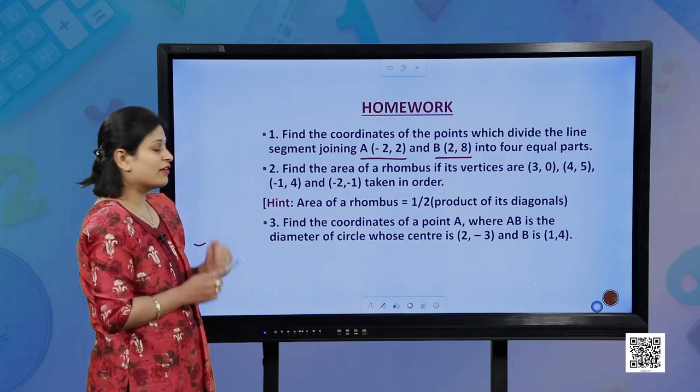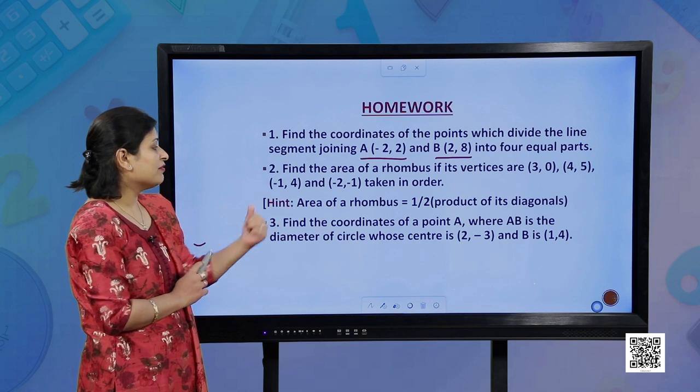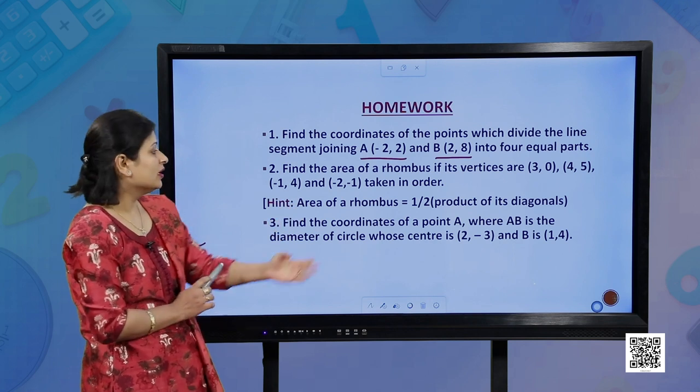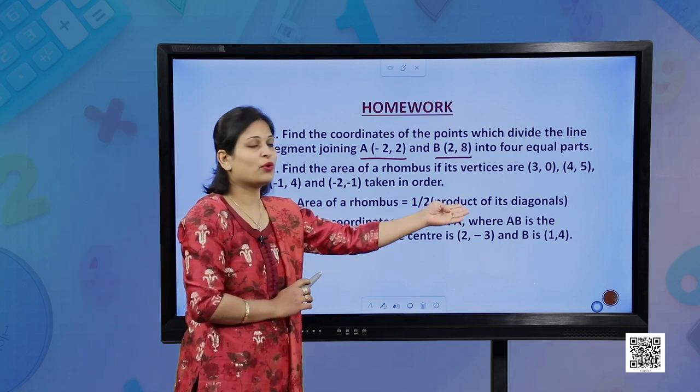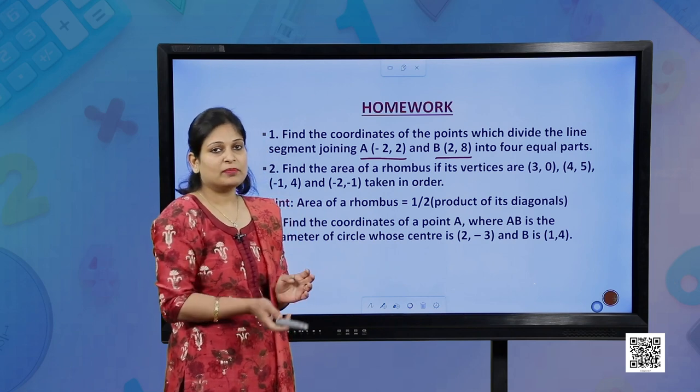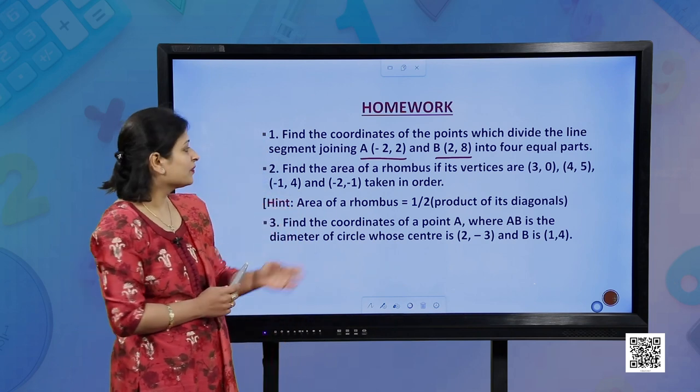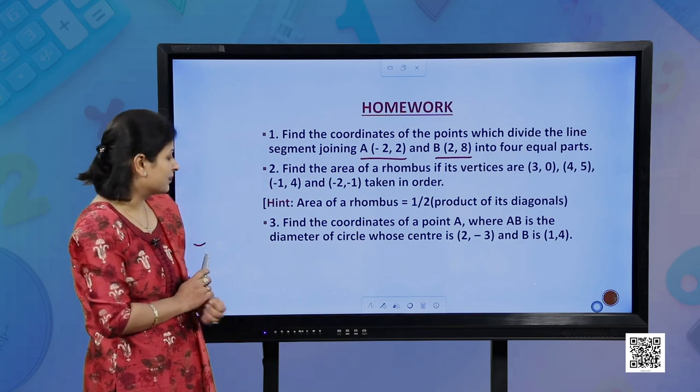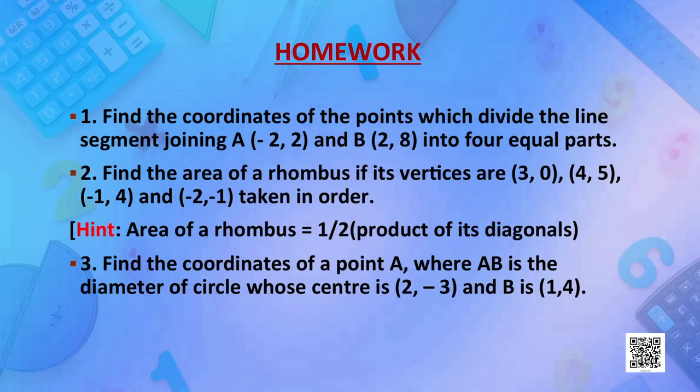For this, I have given a hint. You simply find the area of the rhombus as half into the product of its diagonals. So, simply find the length of the diagonals, you will get the answer. Third, find the coordinates of a point A where AB is the diameter of a circle whose center is 2, minus 3 and B is given as 1, 4.